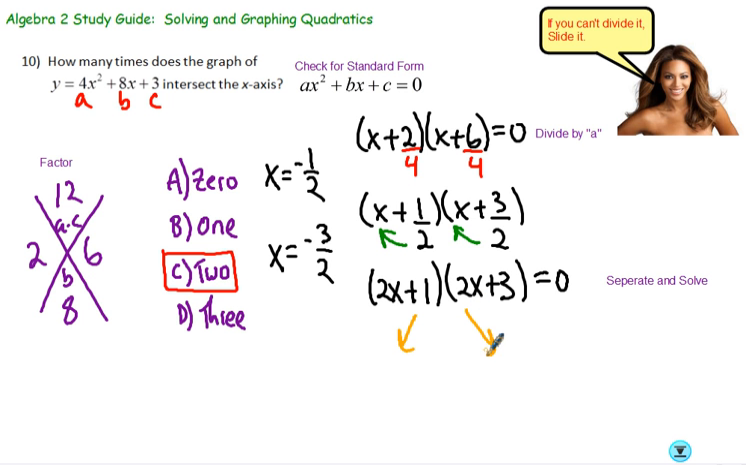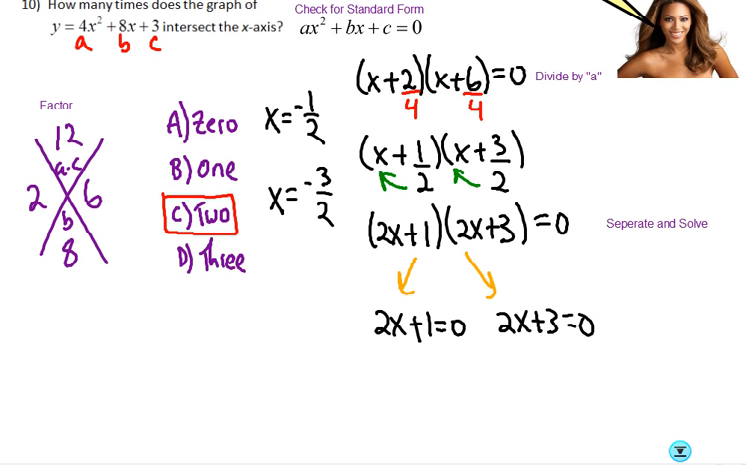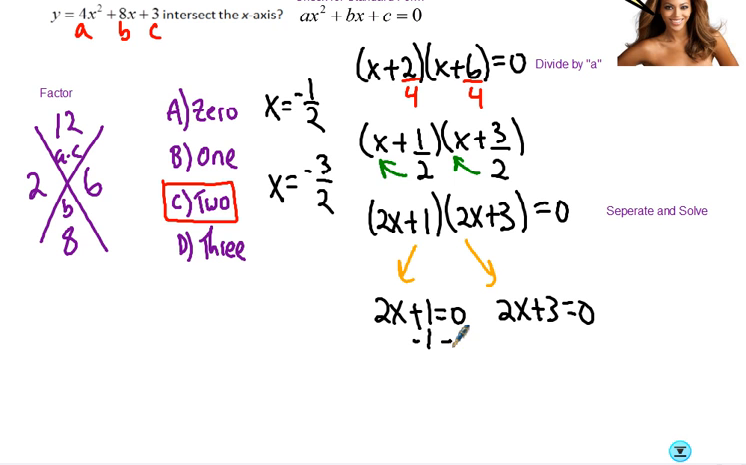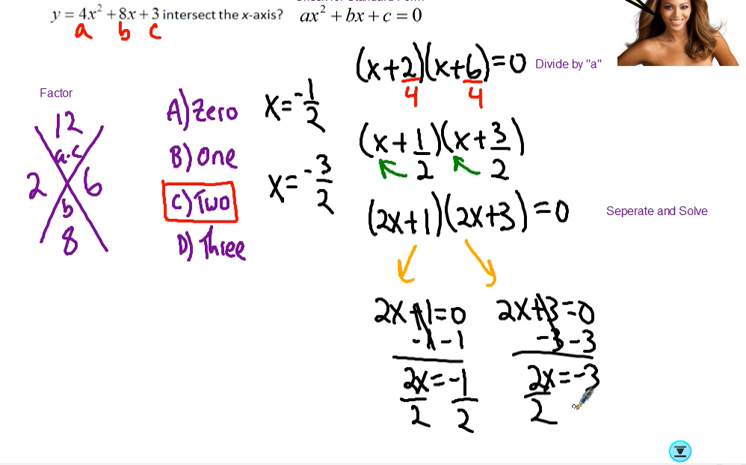So each parentheses gets its own equation. That would be 2x plus 1 equals 0, and this would be 2x plus 3 equals 0. And then again, we're just going to solve for each one of them. So let me scoot this down a little bit, give ourselves a little more room. Hopefully there shouldn't be any problems with this part of it. So subtract, divide by 2, and those are our answers right there: -1/2 and -3 over 2, which is what we got. Now, again, since there's two separate answers, that's why we say that there's two solutions on that one.